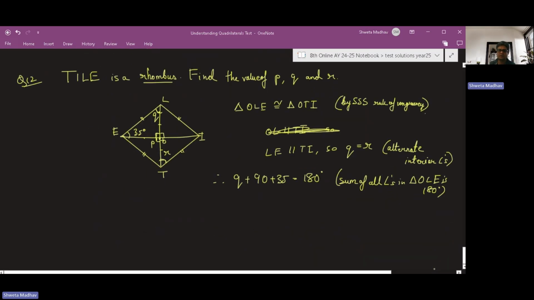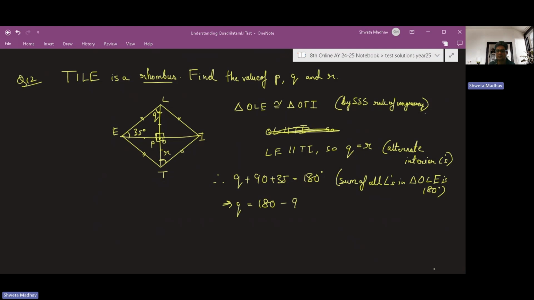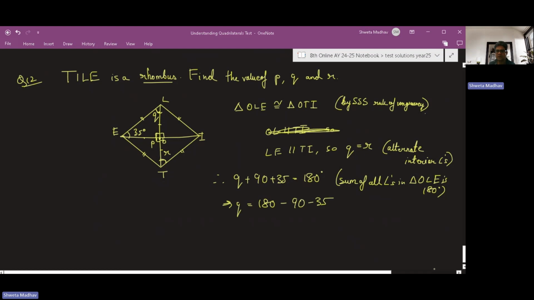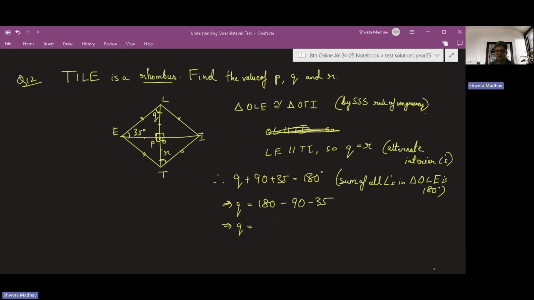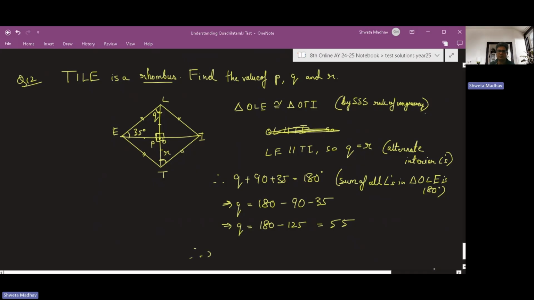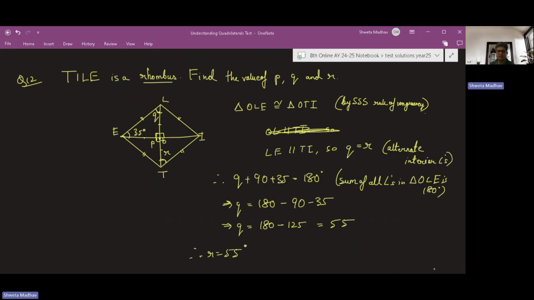So therefore Q will be equal to 180 minus 90 minus 35. So we can say it is 180 minus 125, which will be equal to 55. So Q equals 55, and therefore R will also be 55 degrees.